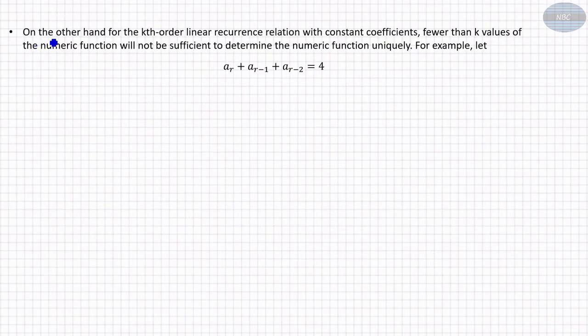On the other hand, for the kth order linear recurrence relation with constant coefficients, fewer than k values of the numeric function will not be sufficient to determine the numeric function uniquely. For example, this is a second order recurrence relation. For a second order recurrence relation, we require two consecutive values of the numeric function a, so that we can uniquely determine it.